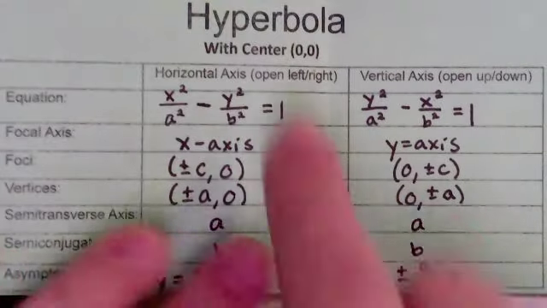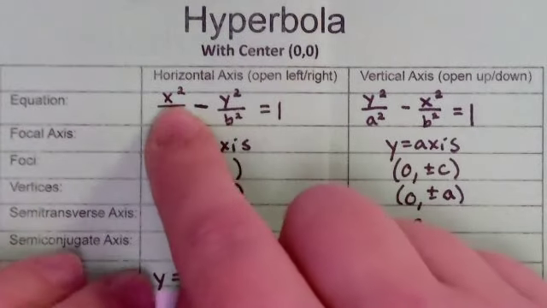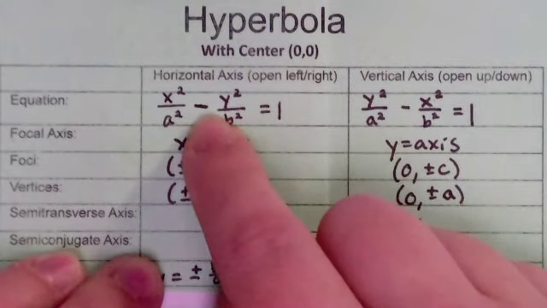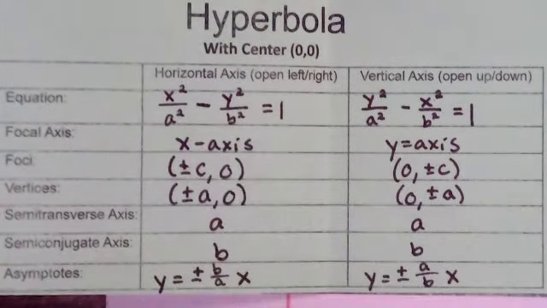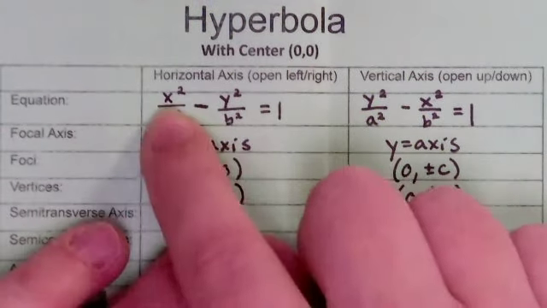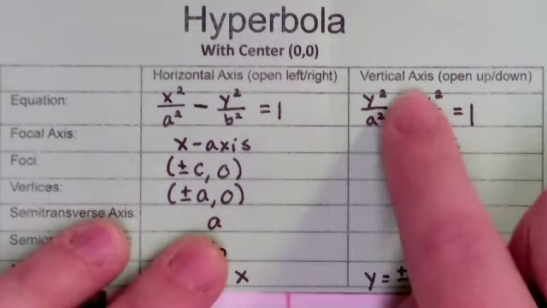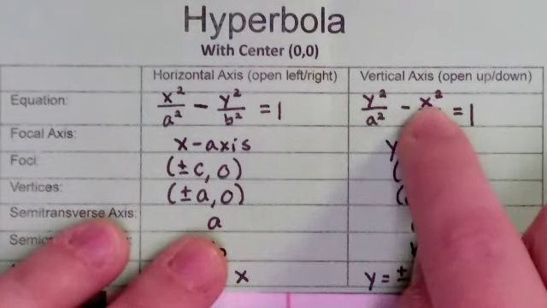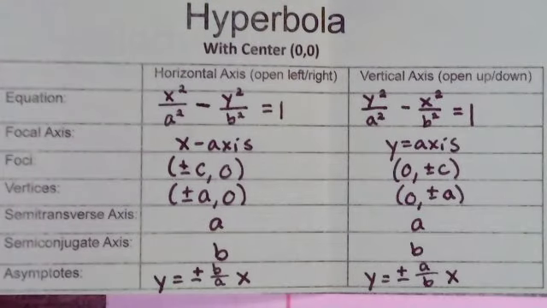So if you see it's going to open left or right, in standard form, we will put x squared first, and that's because it's the positive fraction, and y squared is the negative one, so it's just easier to write it that way. And so you'll see x squared minus y squared. And then the vertical one, opening up or down, you're going to see y squared minus x squared. So those are your standard equations, or the standard form of the equation.